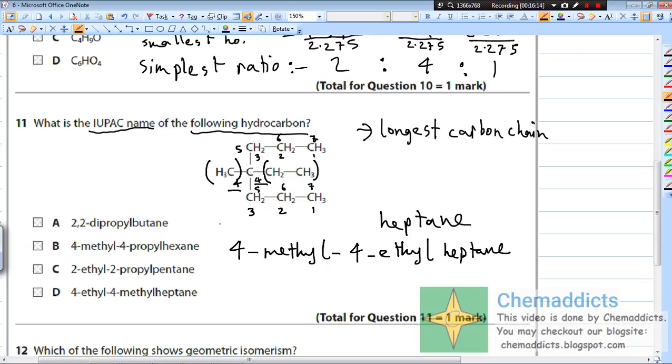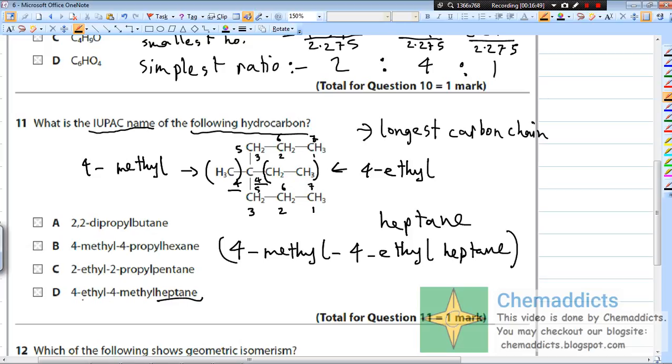So in here, this is methyl, which is in the fourth carbon atom, so this should be named as 4 methyl, and since this ethyl is in the fourth carbon atom, this should be named as 4 ethyl. Now let us match this name with the given options. This does not match, this does not match. Let us look out for heptane.